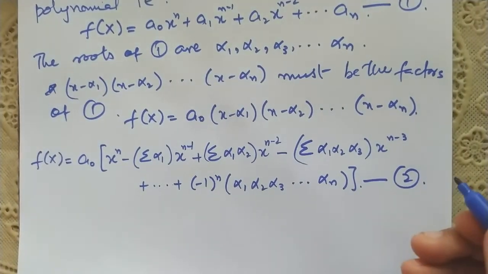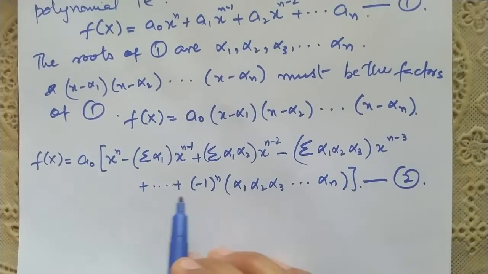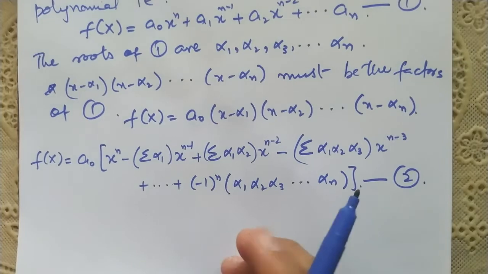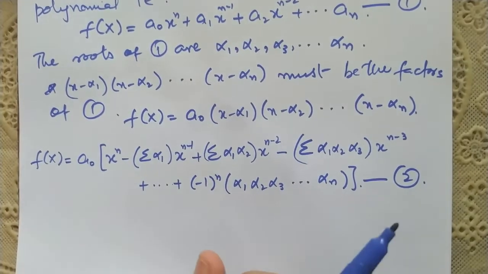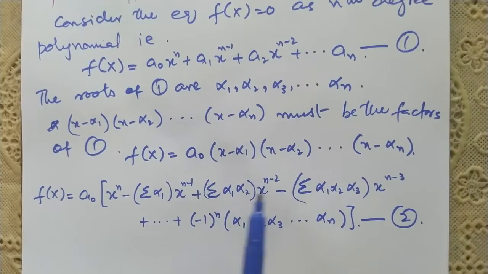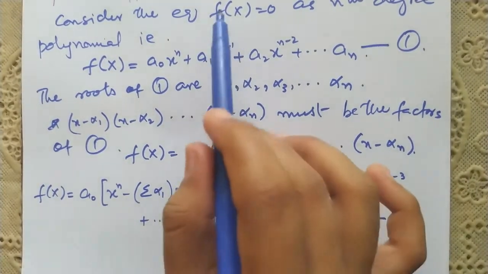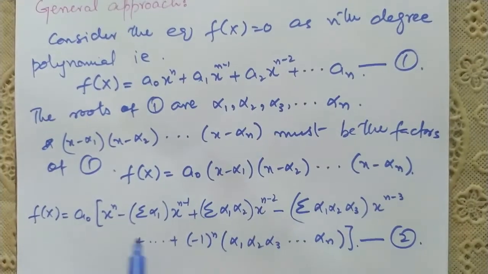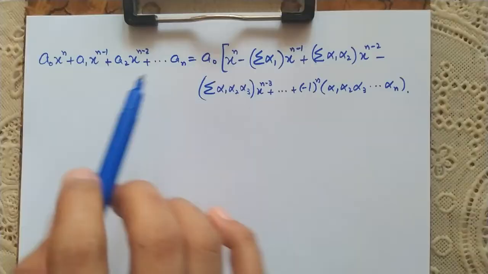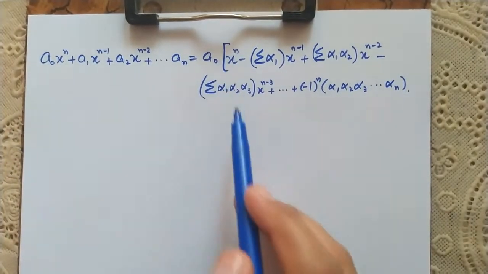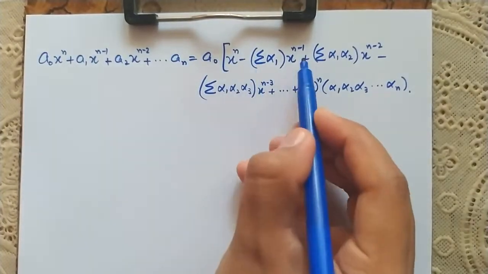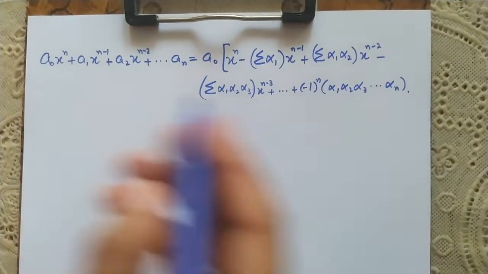Remember that signs will be alternating, and this minus 1 power n shows that if the polynomial is of odd degree, then the last term will be negative, and if it is of even degree, then the last term will be positive. Now I hope you have understood how to write this equation f of x is equal to 0 in this form. Now the next step is to compare this equation 2 with the polynomial equation 1. So we have written this equation in this form. Now remember that this a naught is multiplied by all the terms of this expression, right?